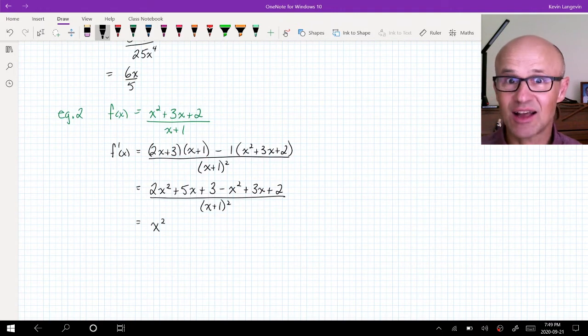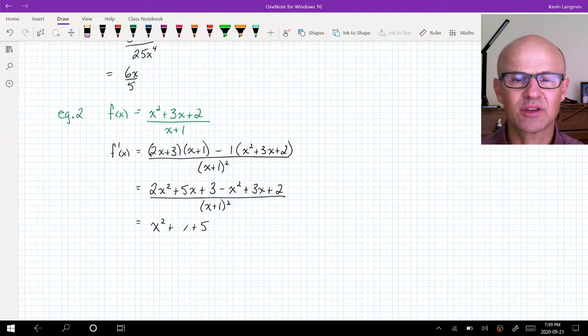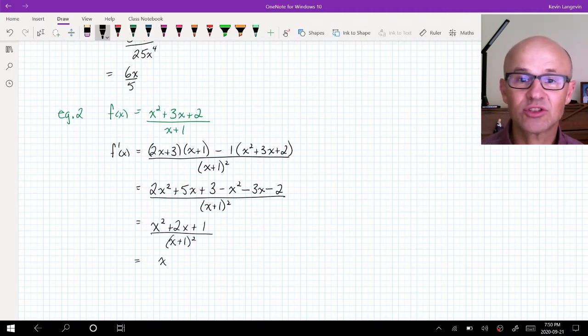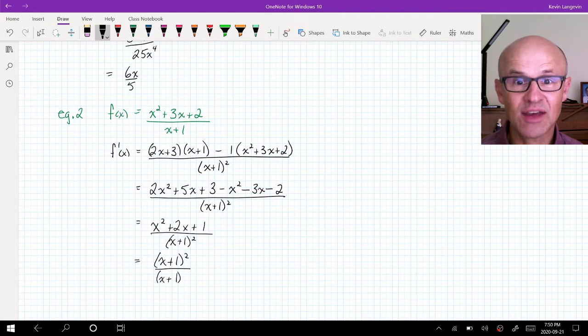All the tidying up, that's where we tend to lose marks. Just be really meticulous and careful with it. In this one here, when we tidy everything up, as you saw, I made a couple of mistakes and have fixed them up by now. I've got x squared plus 2x plus 1 on the top, which happens to factor to look exactly the same as the bottom. I end up with 1.